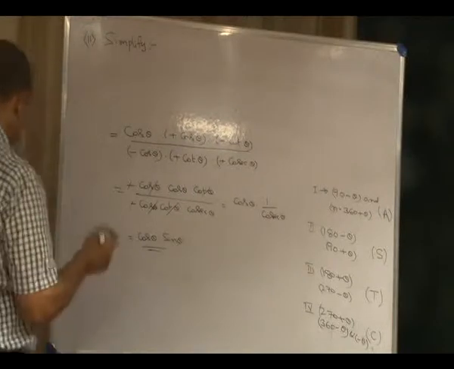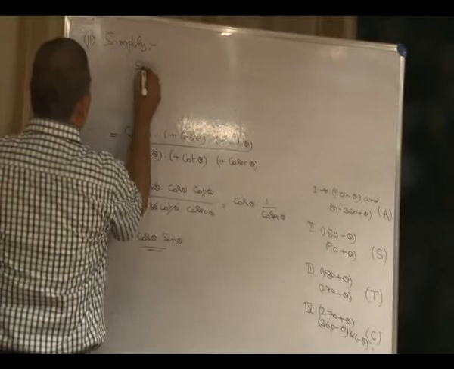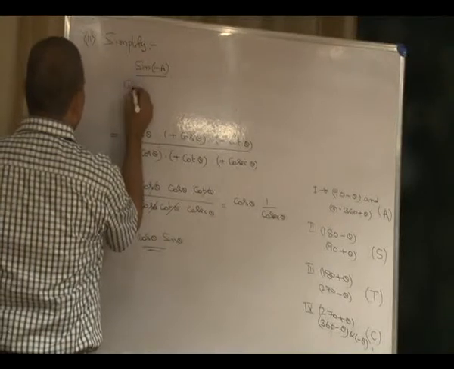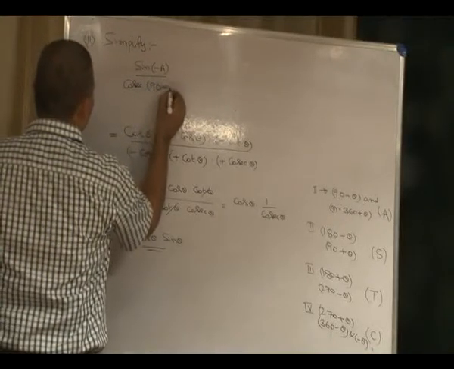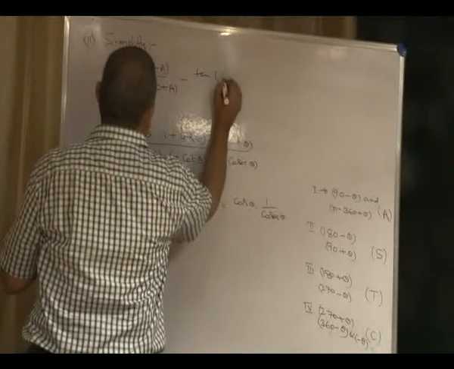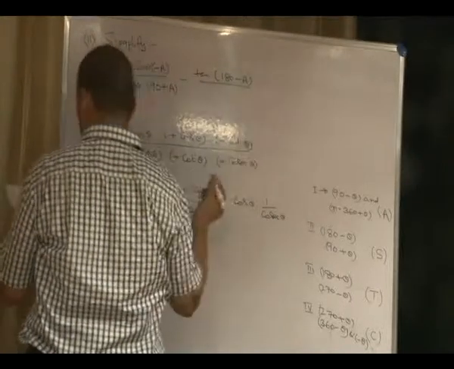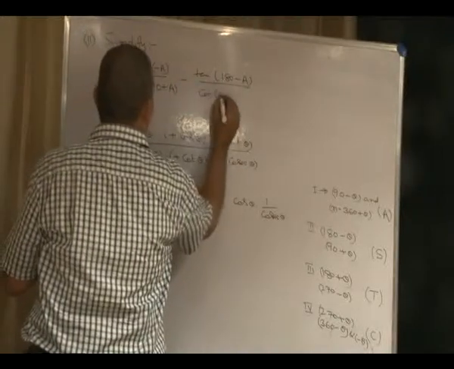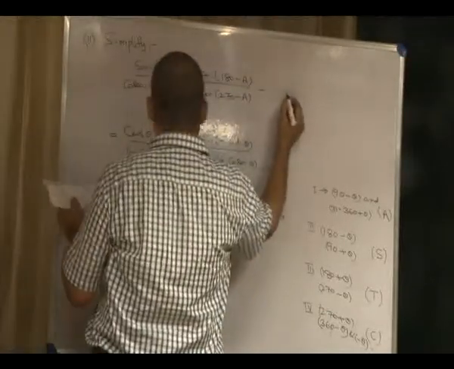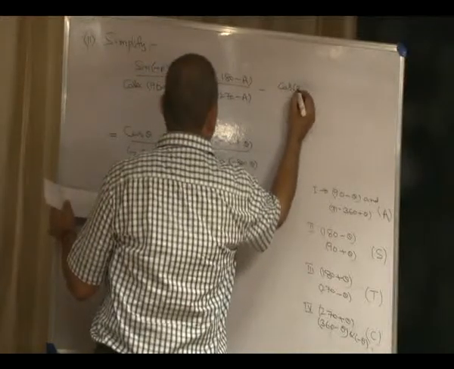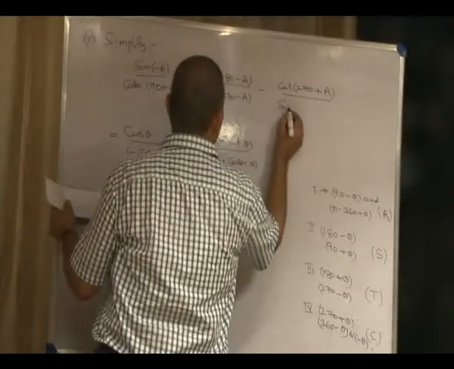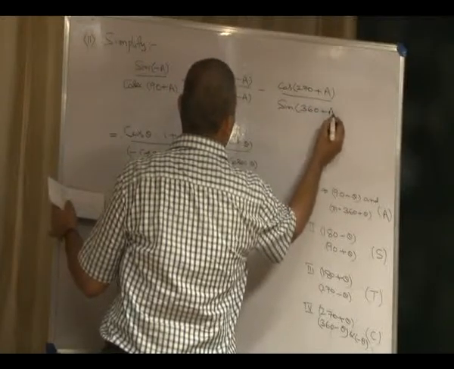Next problem, simplify sin of minus a by cosecant 90 plus a minus tan 180 minus a by cot 270 minus a minus cos 270 plus a by sin 360 plus a.